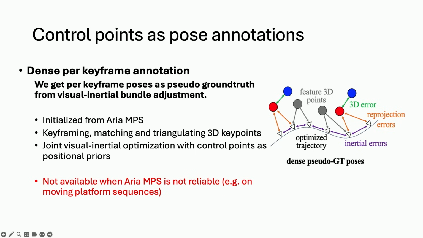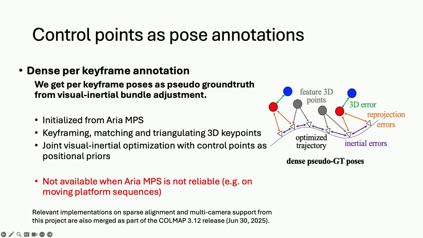We did some covariance analysis on top of the visual inertial bundle adjustment problem, and we observed that the per keyframe annotation has an accuracy of around 15 centimeters, which is not as good as the control points, but good enough for kilometer level trajectories because the current SLAM algorithms are far from that accuracy.